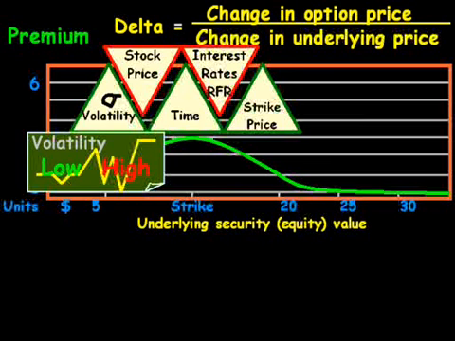Now, these items we just covered, volatility, stock price, time, interest rates or the risk-free rate, and strike price, all affect how the premium goes. And we're going to take a little more in-depth look at some of the other items, from delta to gamma.